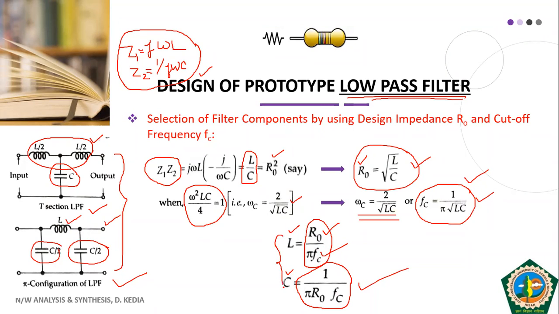Once you have found L and C, you will substitute the values of L and C either in T section or pi section, whichever is the desired one, and you will give that filter to the person who has asked for the solution of his or her problem. I hope that this is clear to everybody.